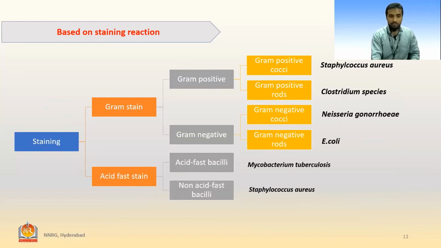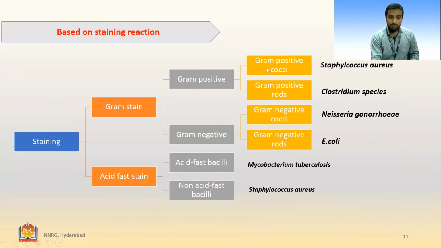So there are two types of staining. First is gram staining and acid-fast staining. These staining techniques will be dealt with separately in the next video. Okay, just for the classification, we'll see here. In gram staining, there are two types: gram positive and gram negative.